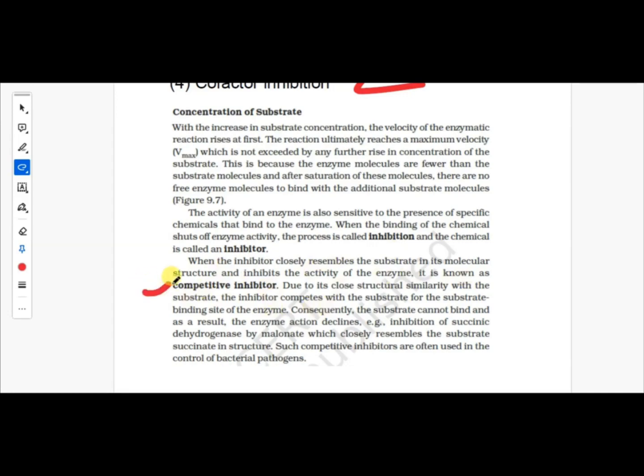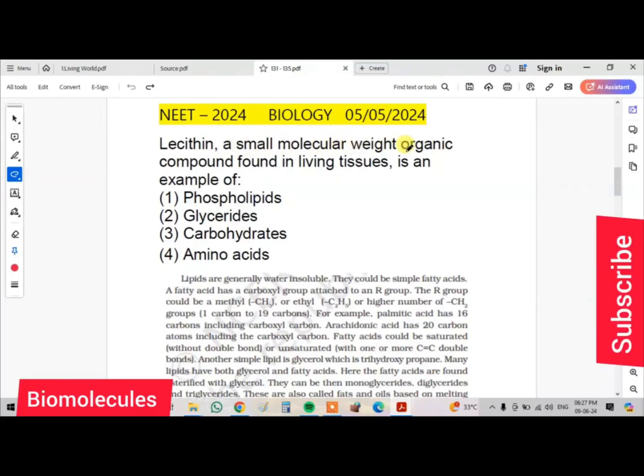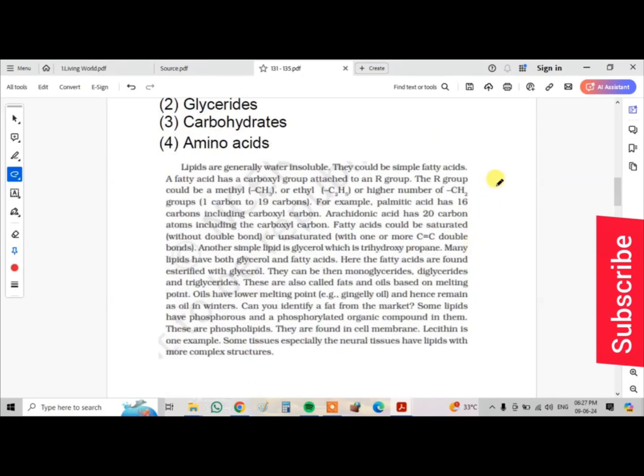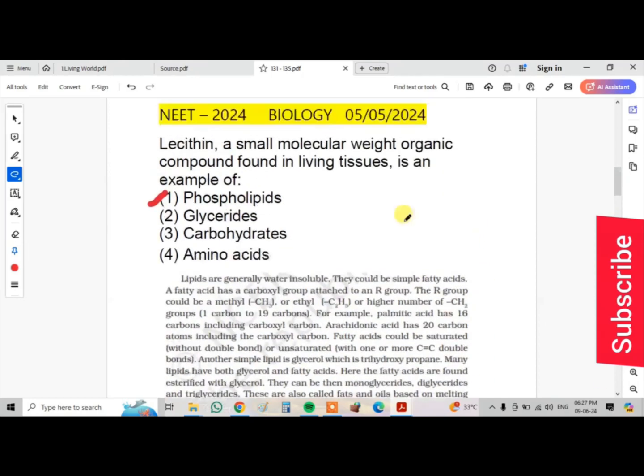You can see the NCERT line here. Lecithin, a small molecular weight organic compound found in living tissues, is an example of option 1, phospholipids. You can see the NCERT topic here from the chapter known as biomolecules.